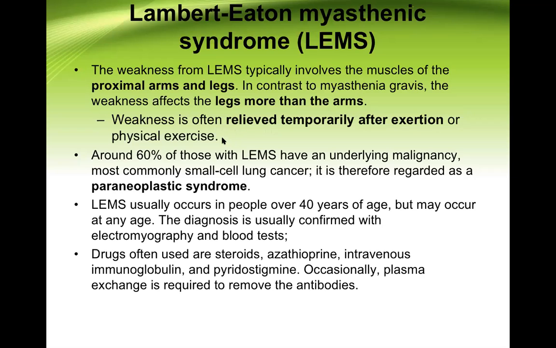Another point, this is seen mainly in malignancy, isn't it? So the person may have a lot of other features of malignancy, like extreme weakness, loss of weight, breathing difficulty, cough, chest pain, hemoptysis, old age. All those points are also there. Just now we talked about how around 60% of those with Lambert Eaton syndrome have an underlying malignancy, importantly small cell cancer of the lung. That's why it is also regarded as a paraneoplastic syndrome.